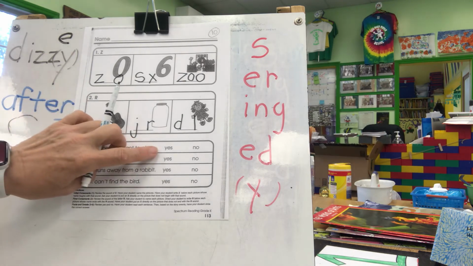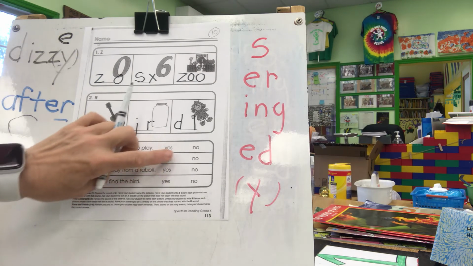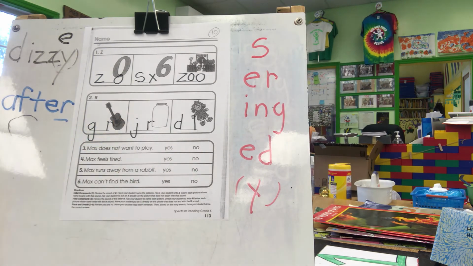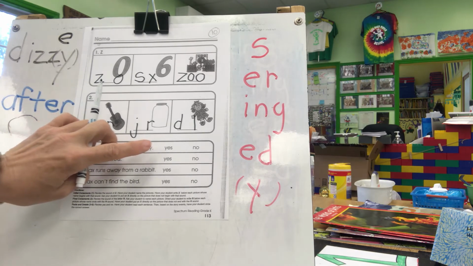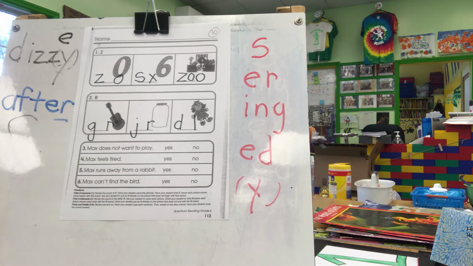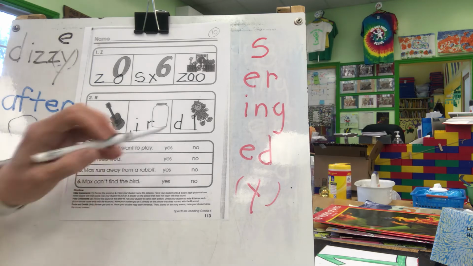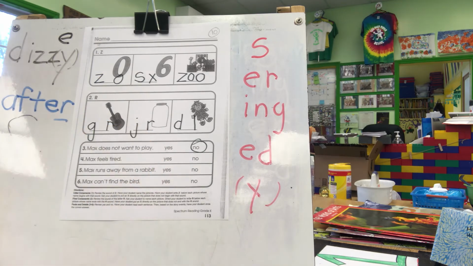We get to answer the questions with the word yes or the word no. Here we go. Max does not want to play. Is the answer yes or no? Max does not want to play. He does want to play, so he does not want to play? No, he wants to play.